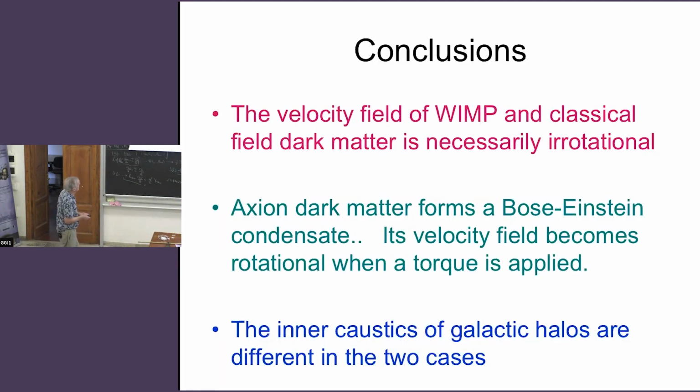That brings me to my conclusions. The velocity fields of WIMPs and classical field dark matter are necessarily irrotational. Axion dark matter forms a Bose-Einstein condensate. Its velocity field, irrotational at first, becomes rotational when torque is applied. The inner caustics are different in the two cases. So the answer to my question in the title is: provided you can observe the inner caustics of galactic halos, you can tell apart axions from WIMPs. Thank you very much.